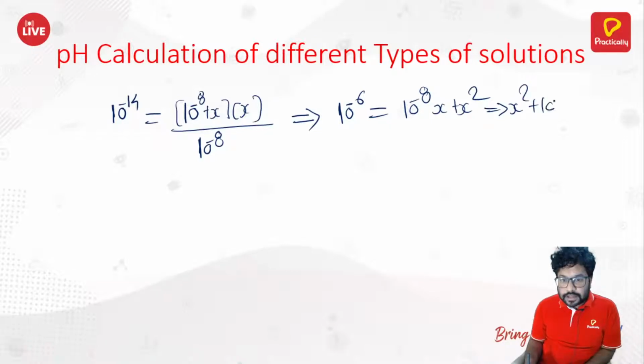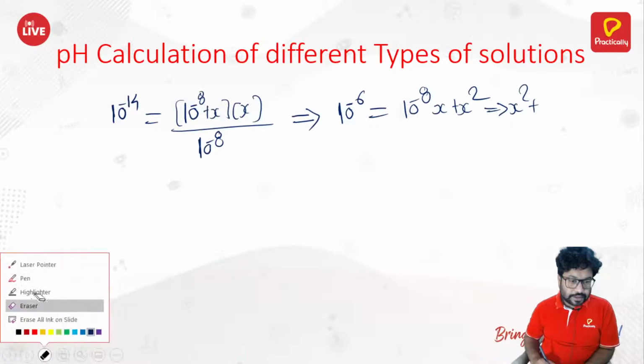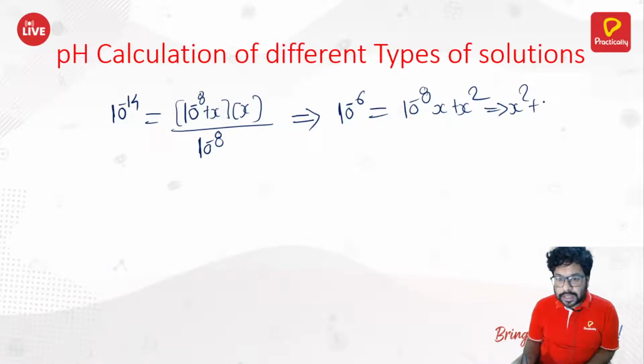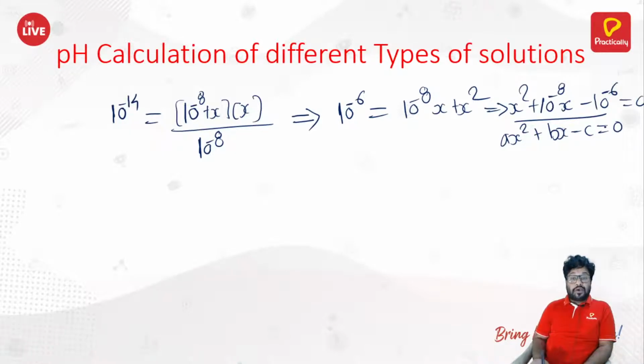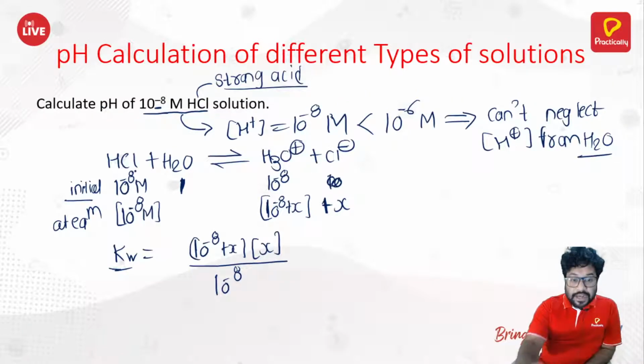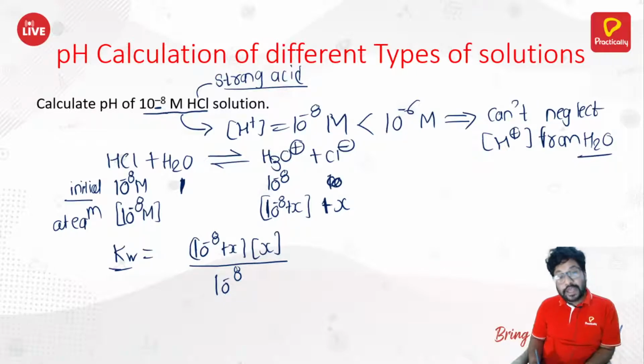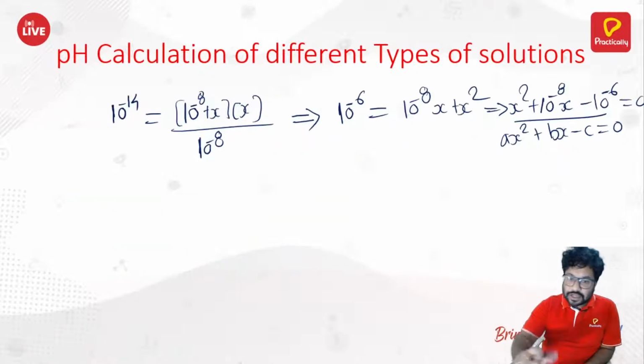X square plus 10 raised to minus 8 x minus 10 raised to minus 6 is equal to 0. This might take some time for calculation. Now this equation comes into the form of ax square plus bx minus c is equal to 0, right? Now we need to find out the x, because once you get the x, you will get the H plus ion concentration, and then you can find out the pH. So how can we find out the root x here?